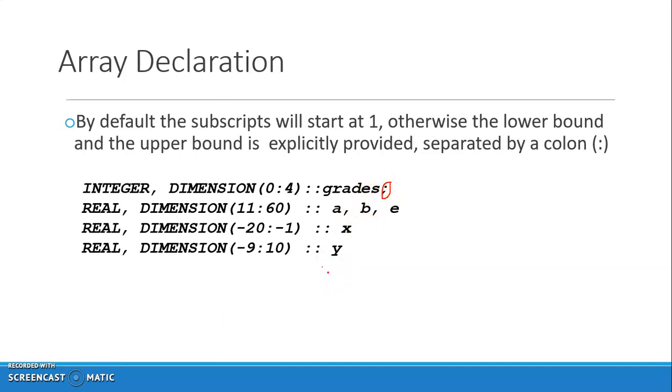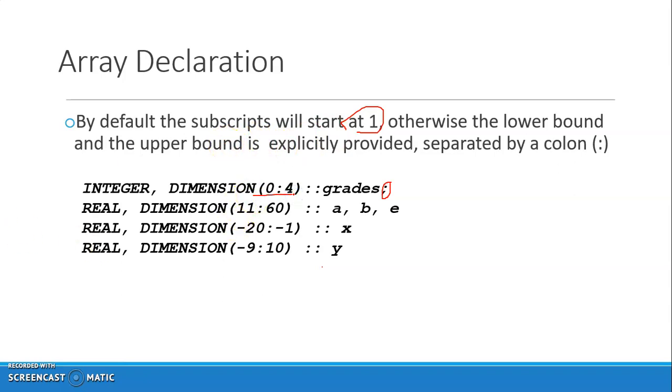As I pointed out before, when you are declaring or using arrays in Fortran, the default subscripts, or what we call the indices, start from 1. So if you have declared 10 integers, then it will start from 1 up to 10. But of course, this can be altered by specifying it in your dimension attribute.